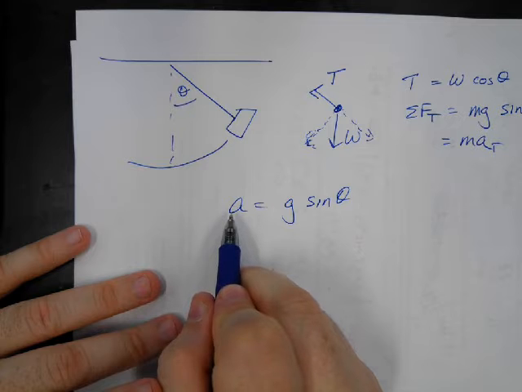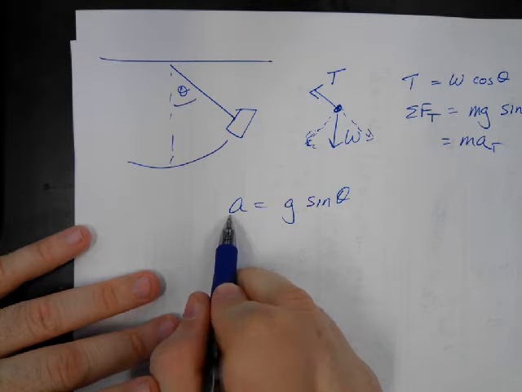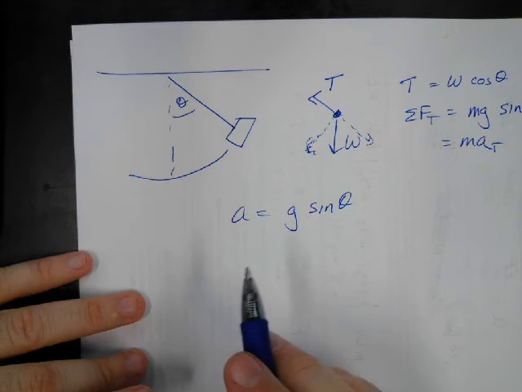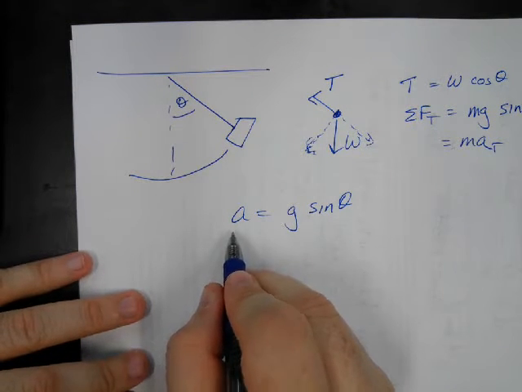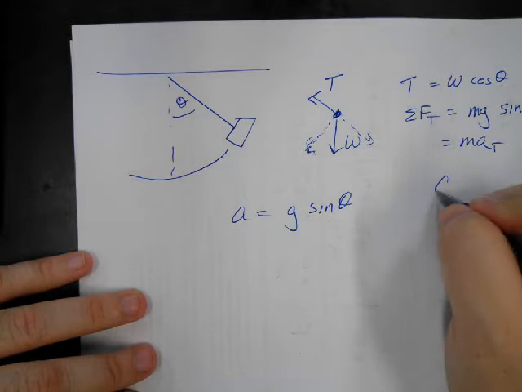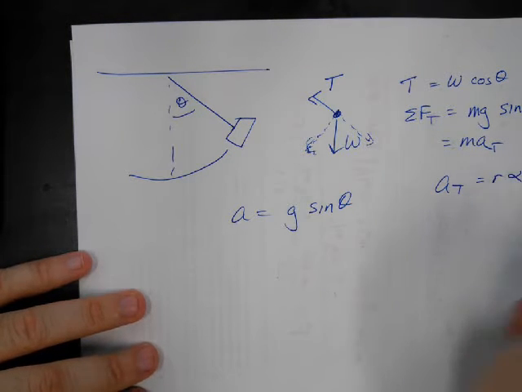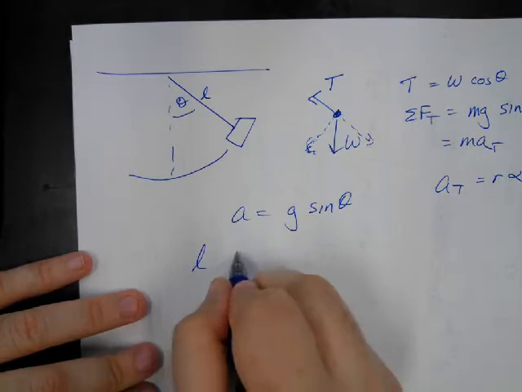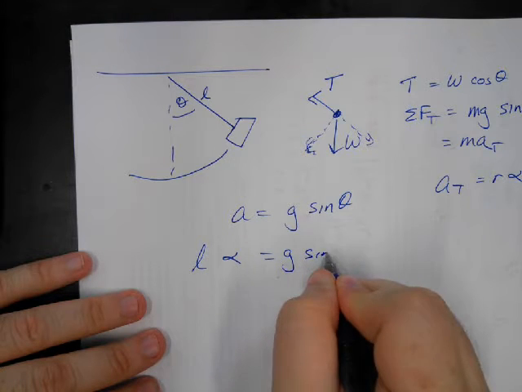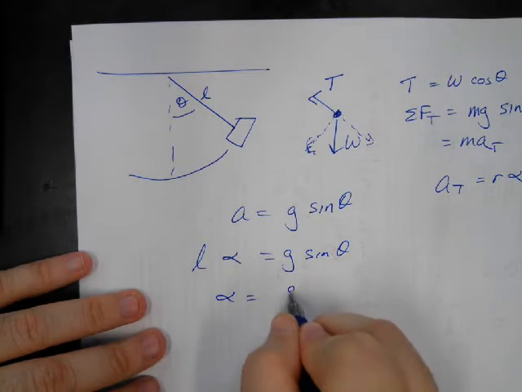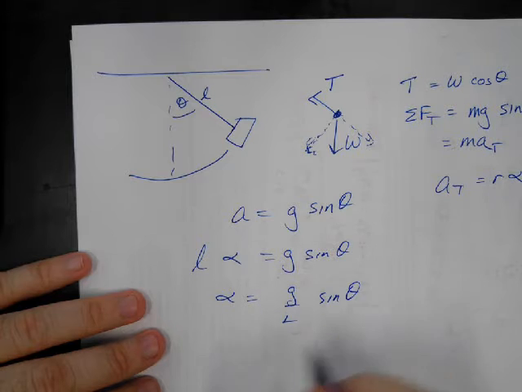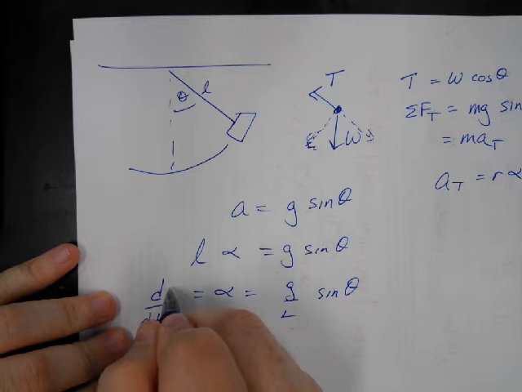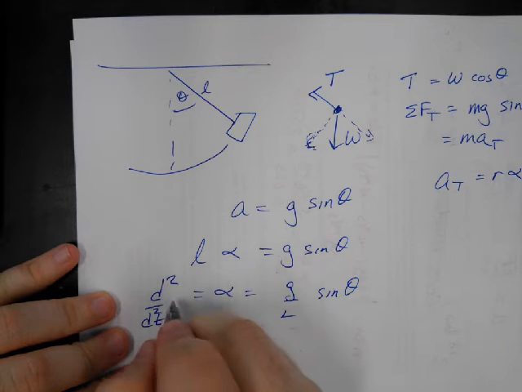But we can also write, what is the acceleration? Well, it's a function of its position. The tangential acceleration is r alpha. So a here is L, L is our r now, and alpha is g sine theta. So alpha is g over L sine theta. And alpha here is the second derivative with respect to time of theta.